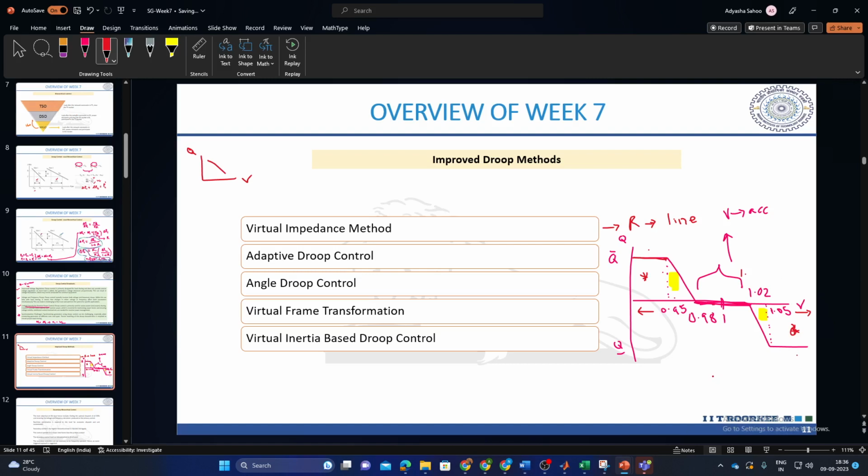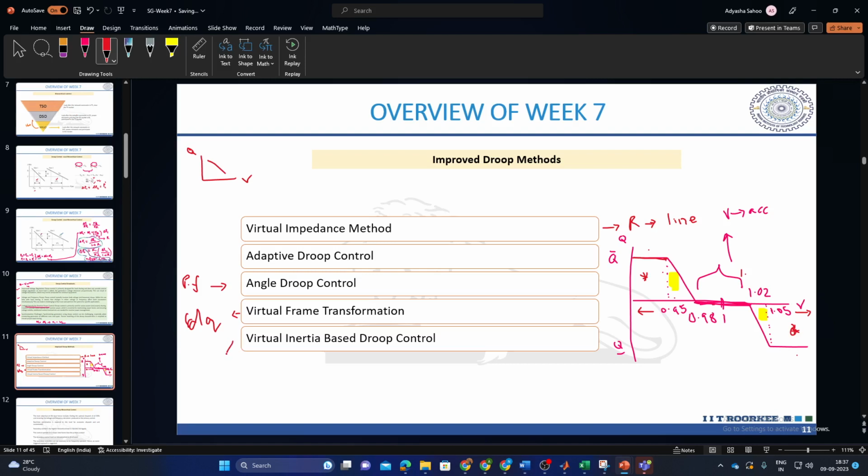So this is one such method of adaptive droop control. There are also different ways of plotting this, like changing these characteristics. Then similarly, angle droop control, like this was between Q and V. Similarly, you can do between P and F. Then virtual frame transformation, what we do is we have the ABC frame, and we transform those ABC frame quantities to the DQ frame.